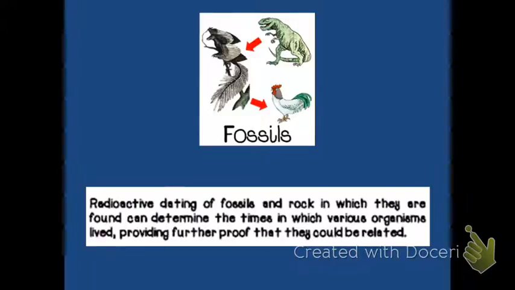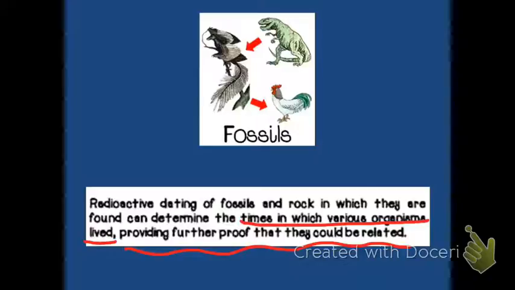Now, scientists are also able to determine how old fossils are by using a process called radioactive dating. Radioactive dating is whenever we look at the rock that the fossils are found in, and we determine the age of the rock. This can be done by carbon dating and looking at the amount of isotopes that have changed. We won't actually be covering that, but that is a process that's done. And so when we can figure out how old it is, we are able to determine when these different organisms were living. And that also helps us to determine how they could have been related.